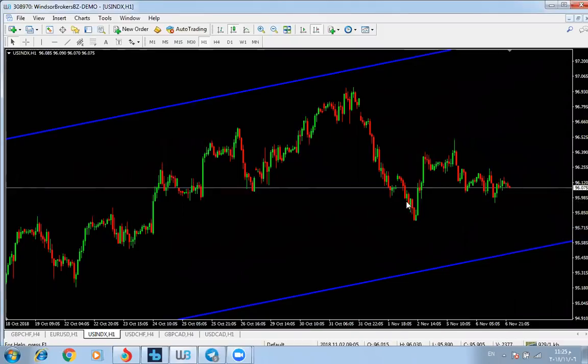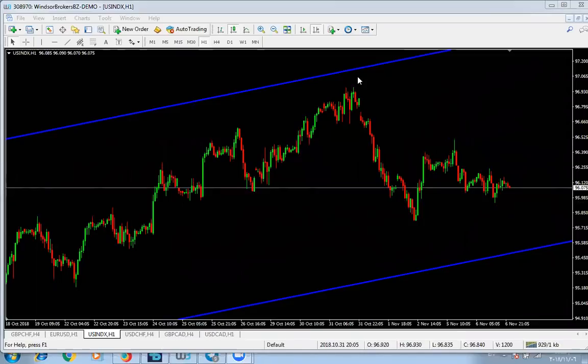We consider this as an ABC. This is a correction to the downside in the form of ABC. I will show you how things work. Okay, this is A, B, C. This is impulse to the upside, and we have this piece of correction to the downside in the form of a flag. So once the flag is breached from the upper side, we can go long with the dollar index, and we can keep our longs running.